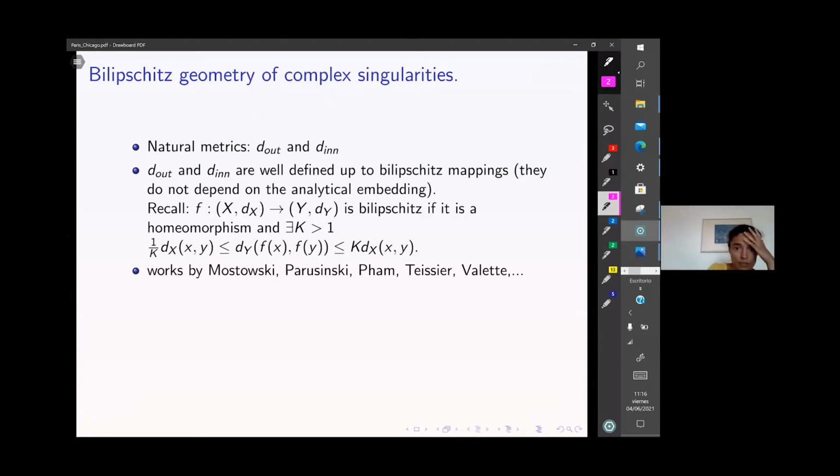Well, I recall what is the Bilipschitz mapping between two sets. There must exist a positive constant such that the distance between 2 points in the image is bounded by this.